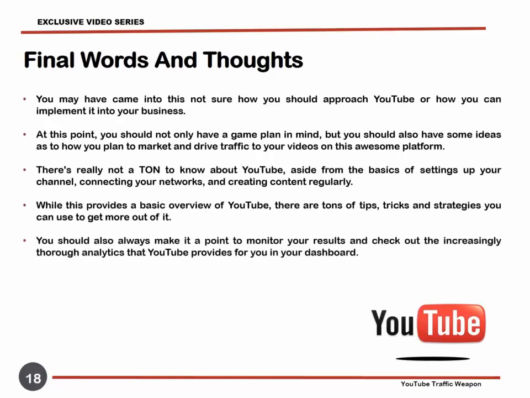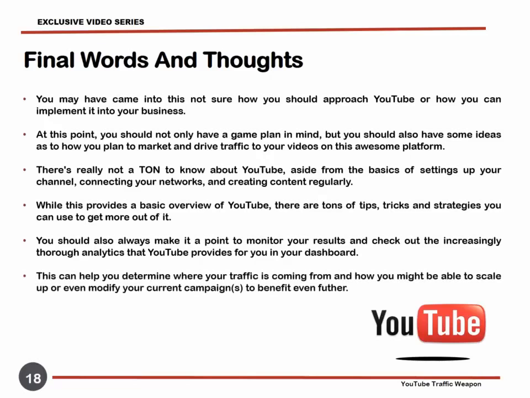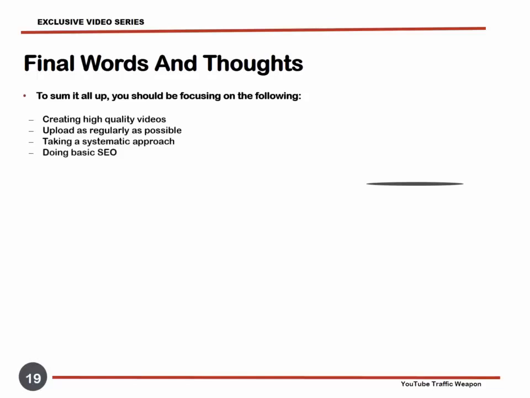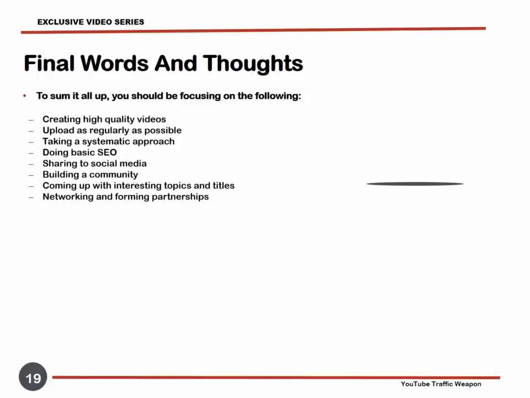You should also always make it a point to monitor your results and check out the increasingly thorough analytics that YouTube provides for you in your dashboard. This can help you determine where your traffic is coming from and how you might be able to scale up or even modify your current campaign or campaigns to benefit even further. To sum it all up, you should be focusing on the following: creating high-quality videos, uploading as regularly as possible, taking a systematic approach, doing basic SEO, sharing to social media, building a community, coming up with interesting topics and titles, networking, and forming partnerships.